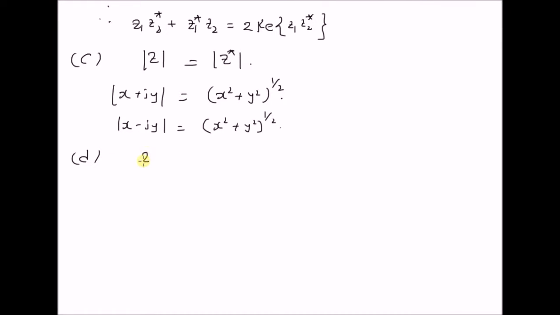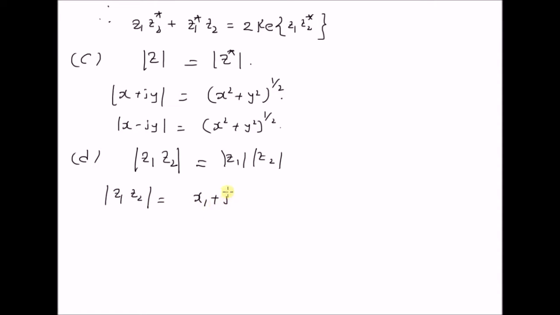Next, we want to show that the product of two complex numbers z1, z2 has an absolute value which is equal to the product of the absolute values of the individual complex numbers. That is, the absolute value of z1 multiplied by z2 is equal to the absolute value of z1 multiplied by the absolute value of z2. So starting with LHS, we have z1 into z2, and then we have the absolute value.